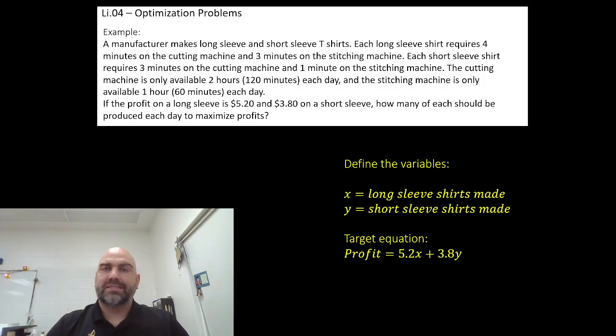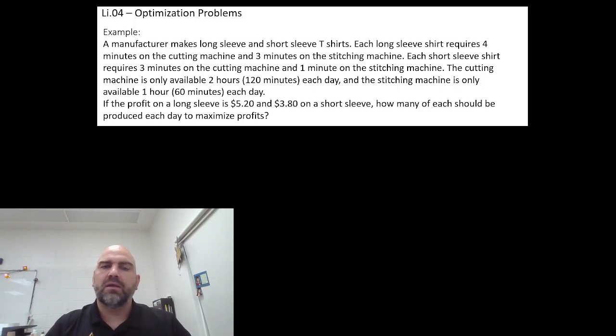If we make 0 shirts, we have a $0 profit. As you're adding long sleeve shirts and short sleeve shirts into this mix, you're going to have a bigger and bigger and bigger profit. We want to figure out, based on the parameters, what is the greatest profit we can make. All right, let's put the target equation aside for the time being. Let's look at what are the parameters that we have. What are the inequalities we have?